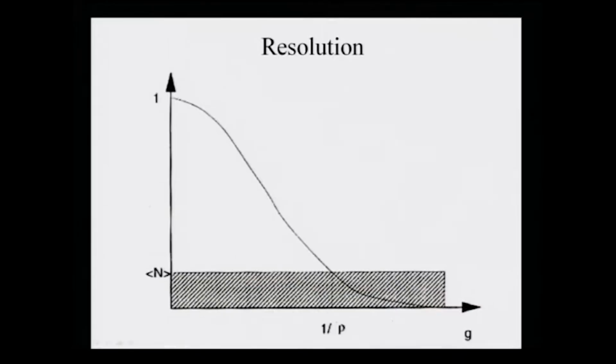So, if I plot this as a resolution, if you clearly see, this is the noise level. Therefore, any spatial frequency beyond 1 by rho can no longer be transferred by this imaging device into the image plane. So, therefore, we say this is the resolution of the imaging device.